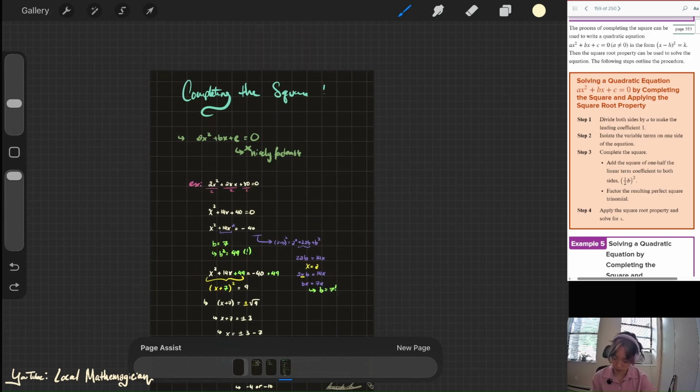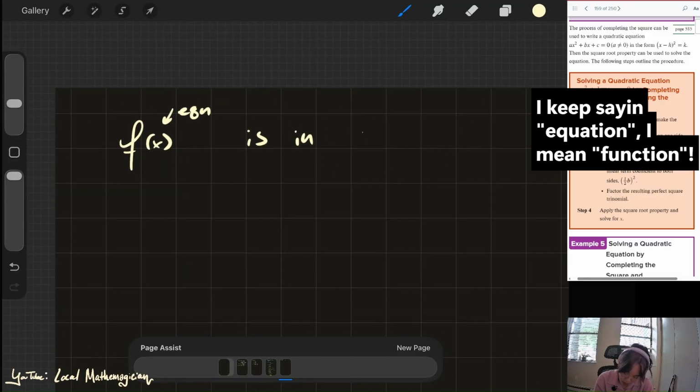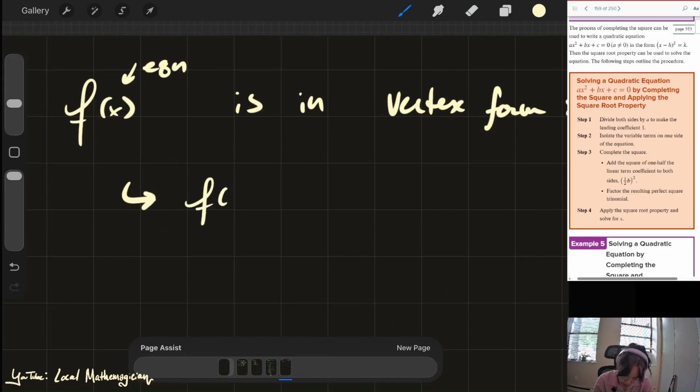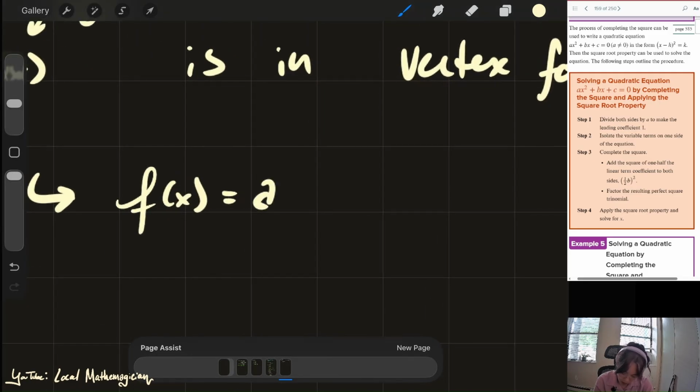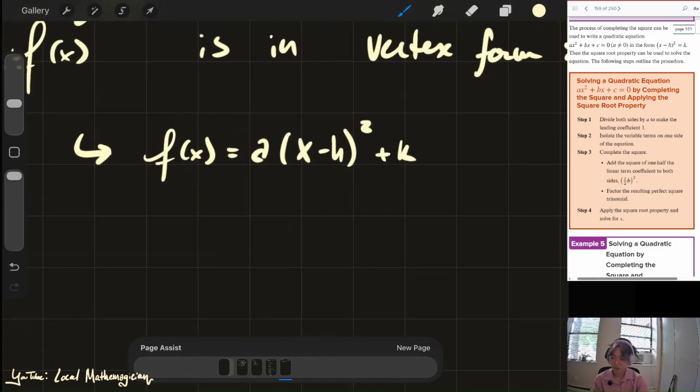As a little side note, a quadratic equation is in vertex form. So f of x is in vertex form if f of x is equal to a times x minus h squared plus k. Completing the square is important for graphing.